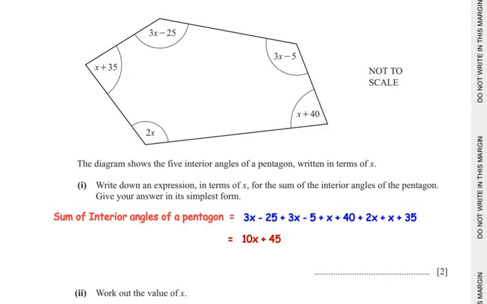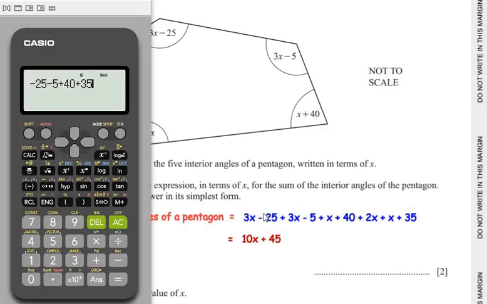Now they have asked us to give the answer in the simplest form, which means we have to add the like terms or subtract the like terms. Now here we are going to add all the x terms because they are like terms. So 3x plus 3x gives us 6x, 6x plus 1x gives us 7x, 7x plus 2x is 9x, and 9x plus 1x is 10x. Now let us add the constants.